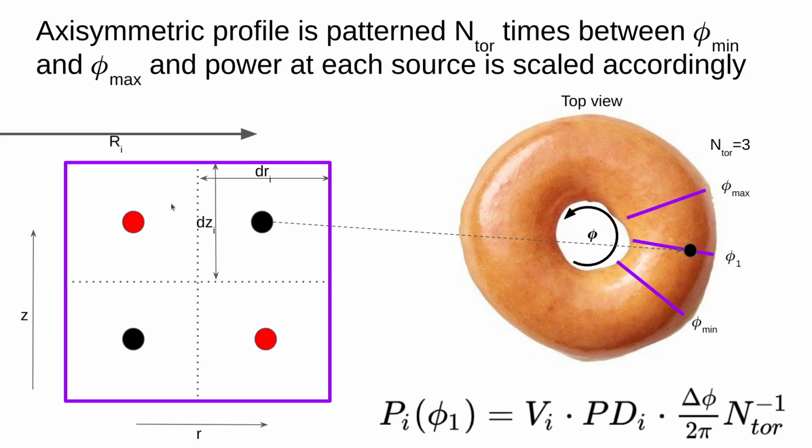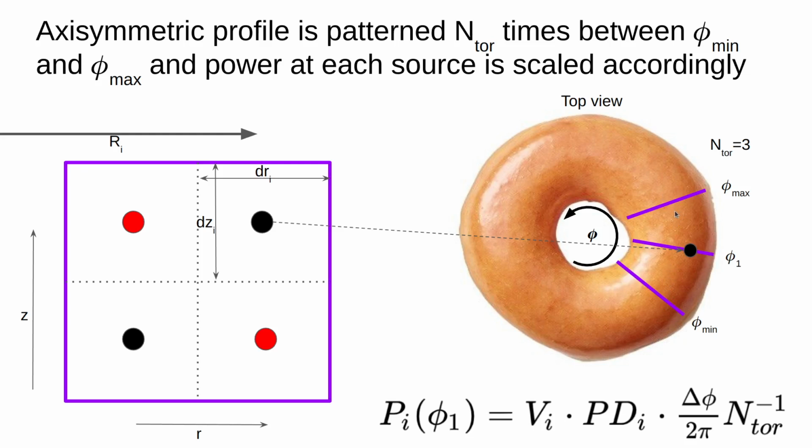So what we're going to do is take this RZ profile and pattern it through this angle from phi min to phi max, n tor times. So here it's showing 3, n tor equals 3. You could do 20, you could do 100. As you increase the number, your computational cost is going to go up.